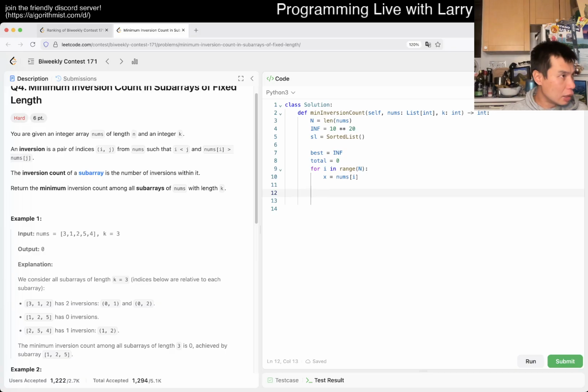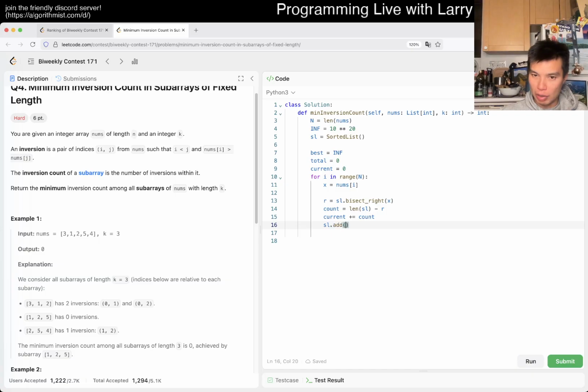Okay, but for this, then now, we want to count the stuff that's strictly greater than. So let's just say this is R, length of SL minus R is going to be the count. Right. So this is the current total number of inversions. And then SL dot add X, right? And then now do two things.